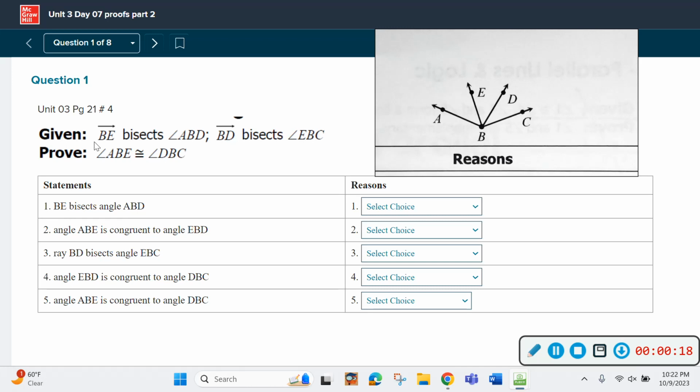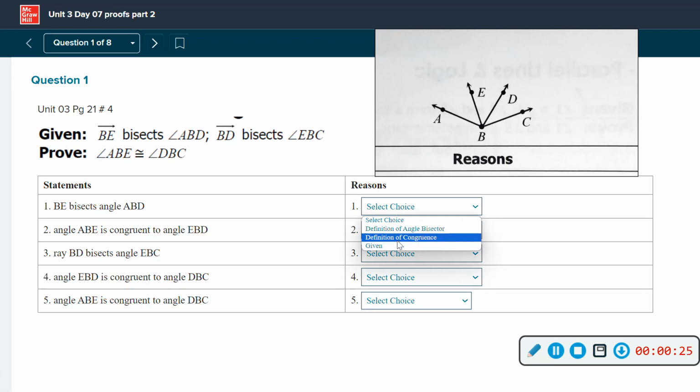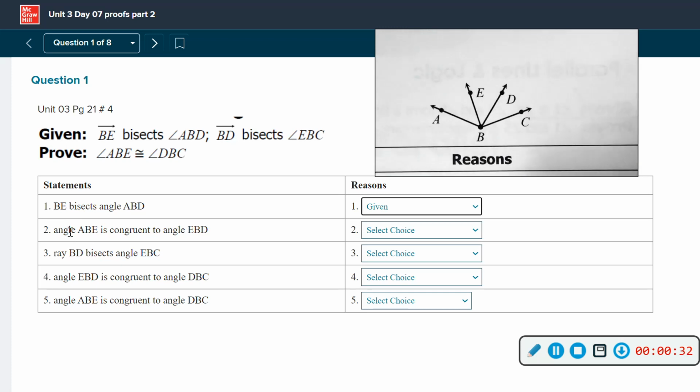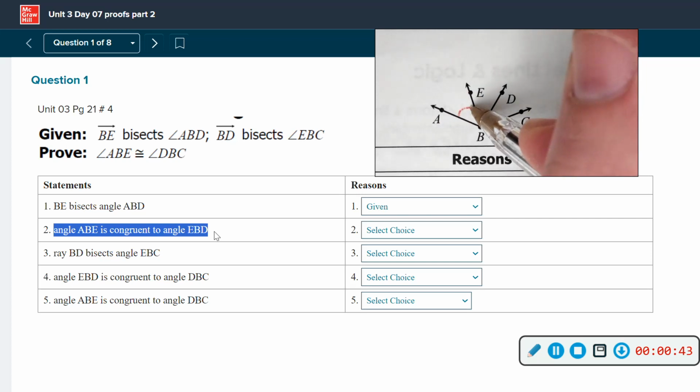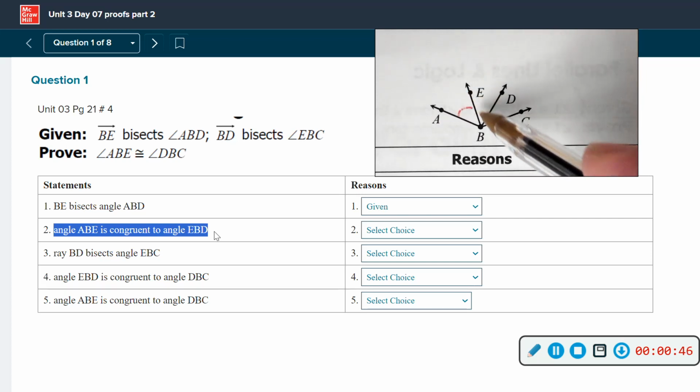First of all, they say BE bisects angle ABD. Now, how did we know that? That was given to us. So boom, right there. So now we know angle ABE is congruent. Now congruent means equal. So ABE is congruent to angle EBD. Now what was said just a second ago for that to happen?